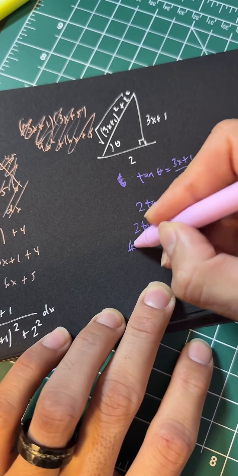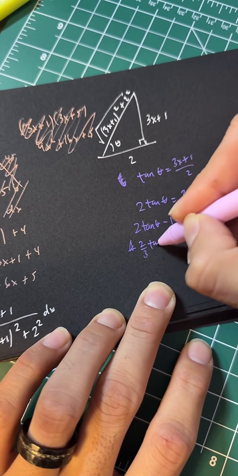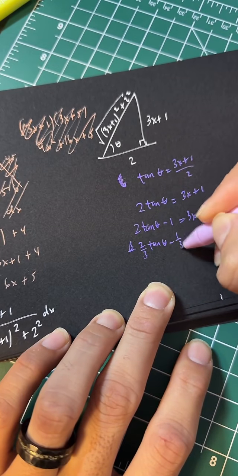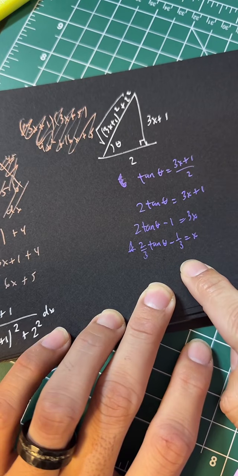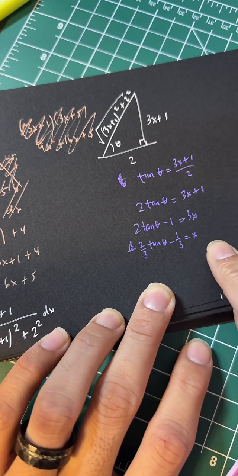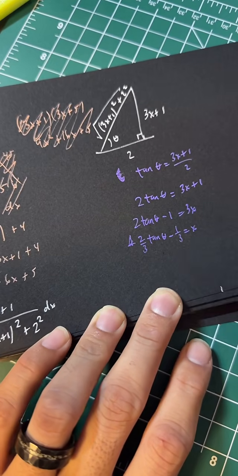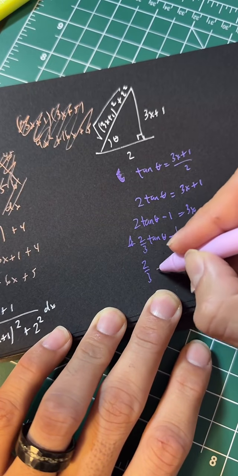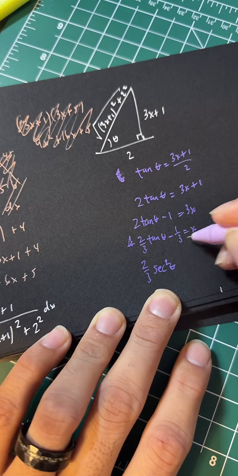So I'll get 2/3 tan theta minus 1/3 is equal to x. That's going to prove really helpful for us. Okay. Now we can take our differential. So we're going to take the derivative. The derivative of this is 2/3 secant squared theta minus 0.